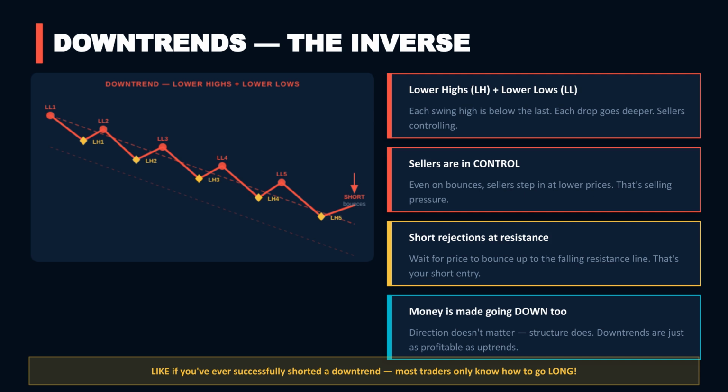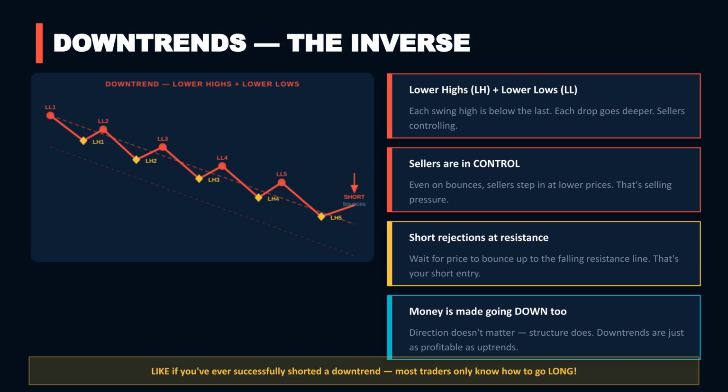Now the opposite. Downtrends. In a downtrend, every single high is lower than the previous high, and every single low is lower than the previous low. What does this tell you? Sellers are winning. They're in control. Every time price bounces, it doesn't go as high. In a downtrend, where do we trade? We look for rejections at resistance. We short on bounces. We ride the trend down.